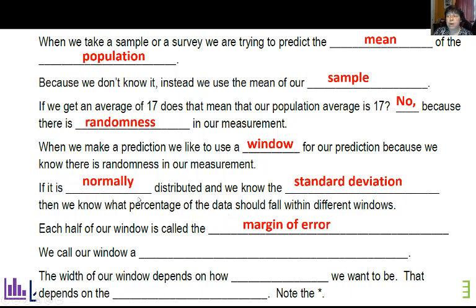We call our window a confidence interval. And I'd say, oh, okay, my confidence interval is 15 miles to 19 miles.